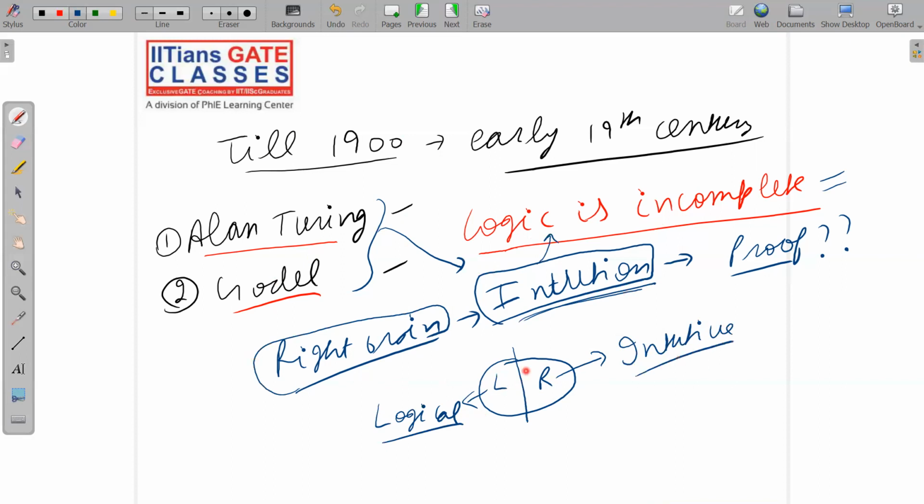Okay, so logic means P implies Q, Q implies R, P implies R, and so on. Whatever is logical, that is your left brain. Logical means true or false. Maybe, can be, cannot be, these are not logical statements.